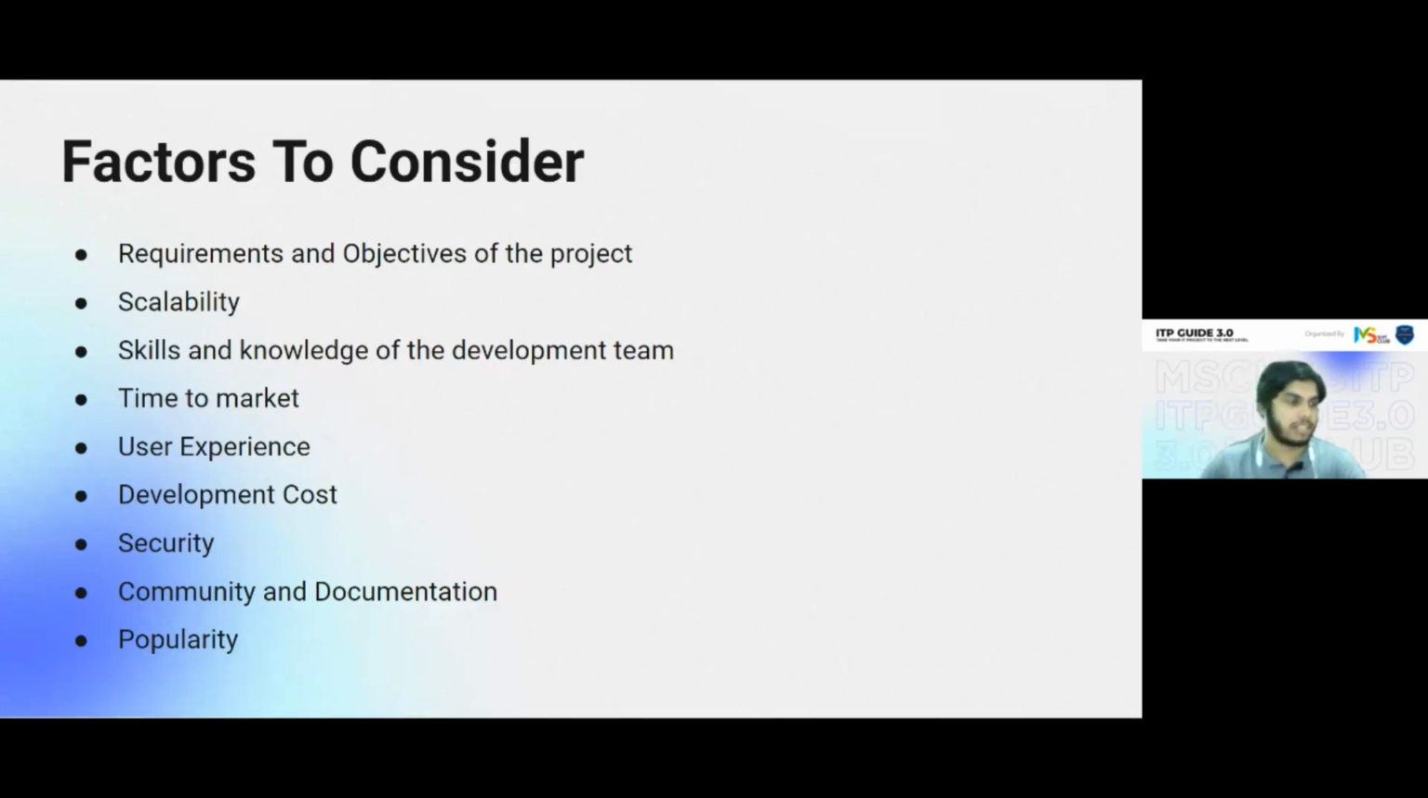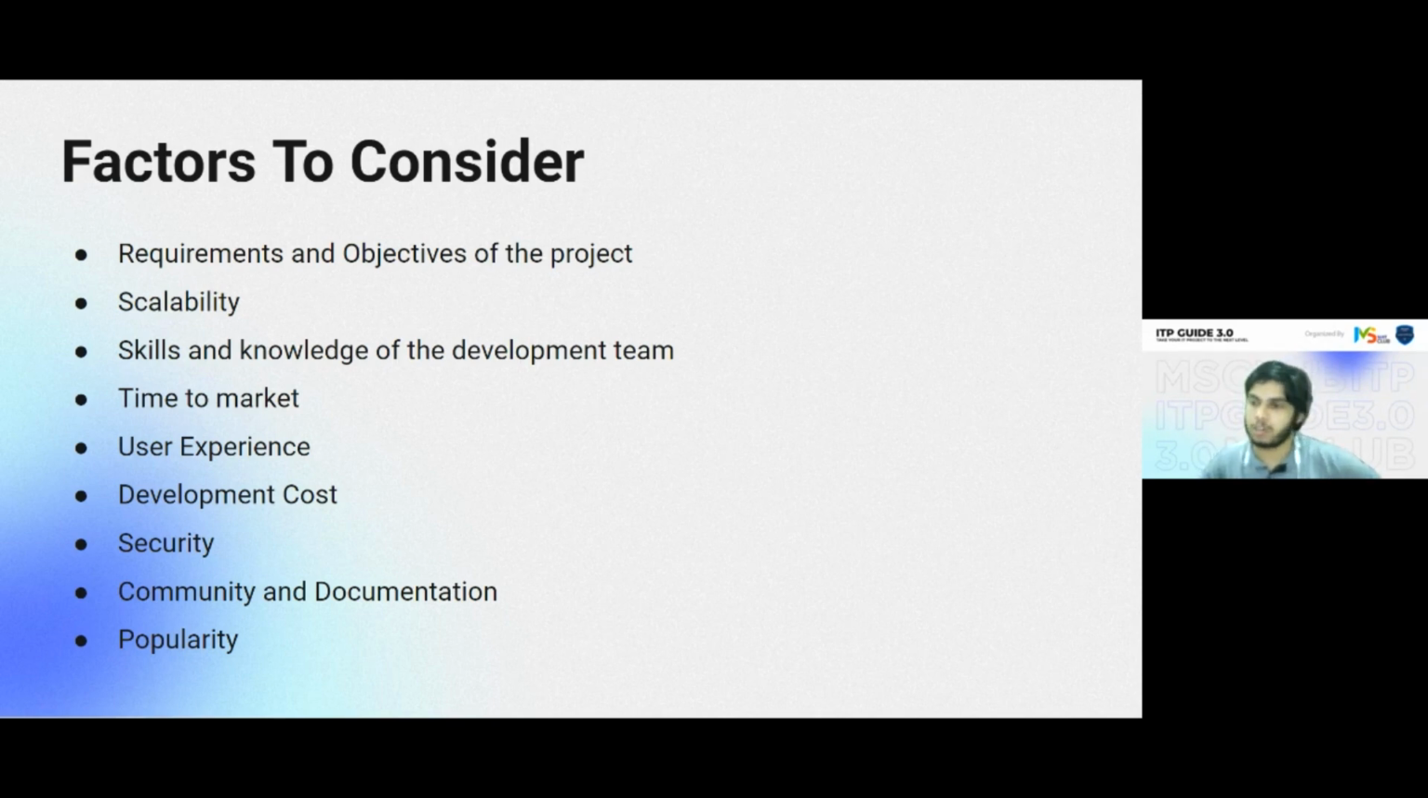So I've listed them out, not really based on priority, but some of the most important things basically. On top of the list is the requirements and objectives of the project. This is the most important thing you have to consider in choosing a technology stack, frameworks, or libraries for your ITP project. As I mentioned earlier, the technologies you use differ according to the requirements of what you're building.